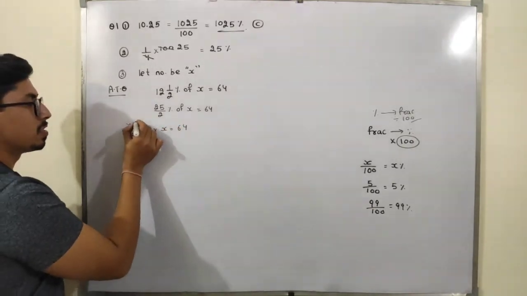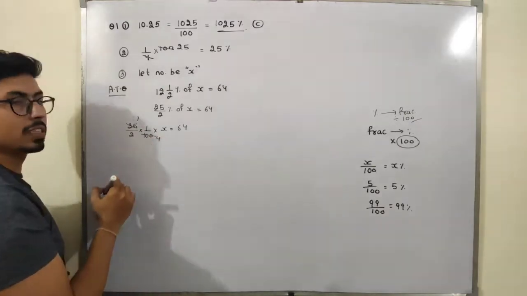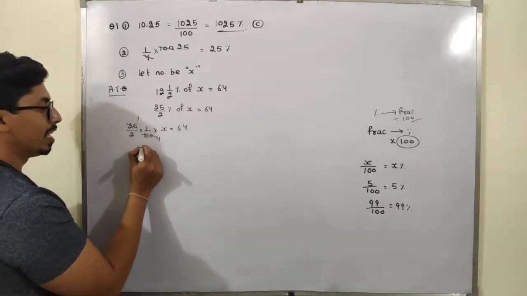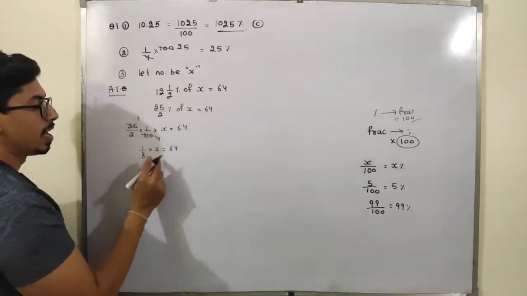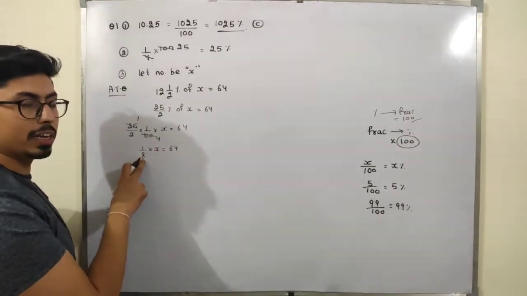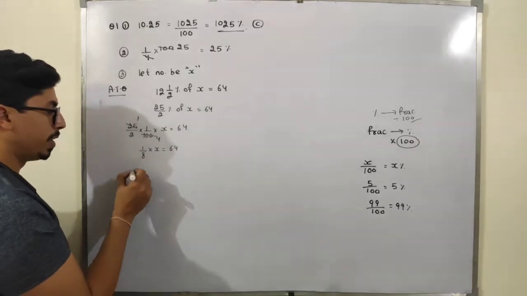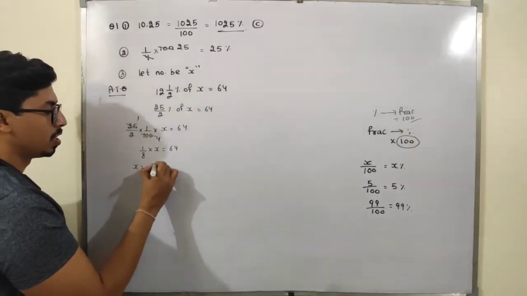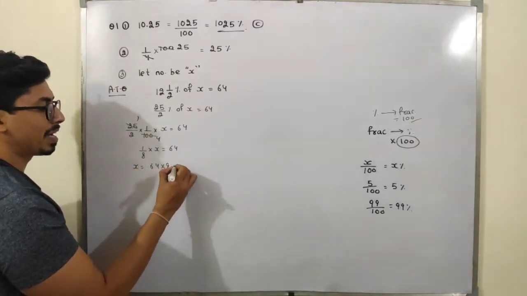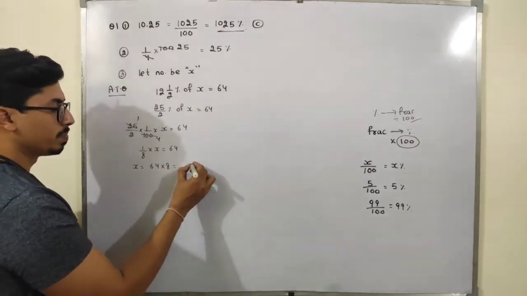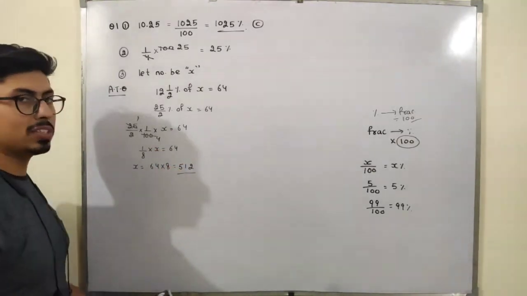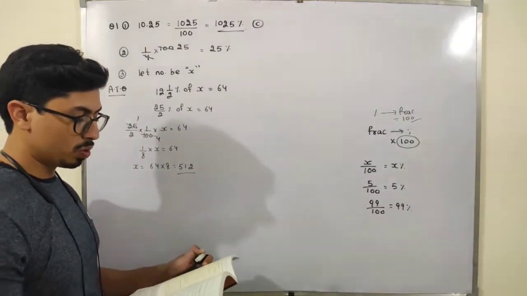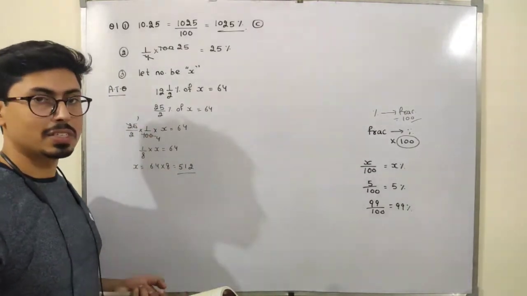Now 25 4s are 100, 4 2s are 8. So it will be 1 by 8 into x is equal to 64. 8 is in the denominator; when it goes to the other side, it will be in the numerator and it will be multiplication. So 64 into 8 will be my answer. 8 4s are 32, 8 6s are 48 plus 3 is 51, and this is 512. So the answer is 512. That is part number C.